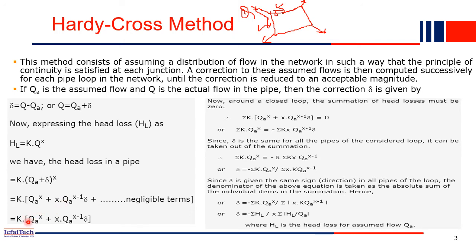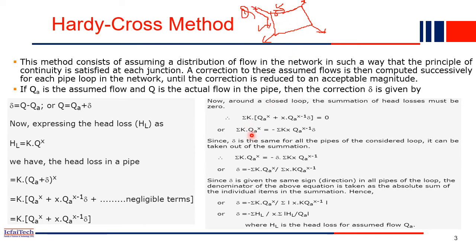So the head loss is this one, we have already computed HL. Summation means the summation of this entire value should be equal to zero. So if we multiply it, summation of K Q_a to the power x equals minus, so this entire term you have taken to the right hand side, and just simplifying this you get this expression. Since delta is the same, right? Delta is the correction factor. The correction factor will be the same for all the pipes, isn't it?